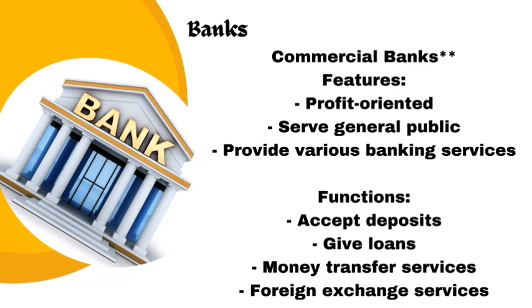Let me give you examples of commercial banks in Nigeria. We have UBA, United Bank for Africa. We have Union Bank. We have Guaranty Trust Bank, and so on and so forth, like Access Bank, like Zenith Bank. Let's talk about the characteristics of commercial banks.